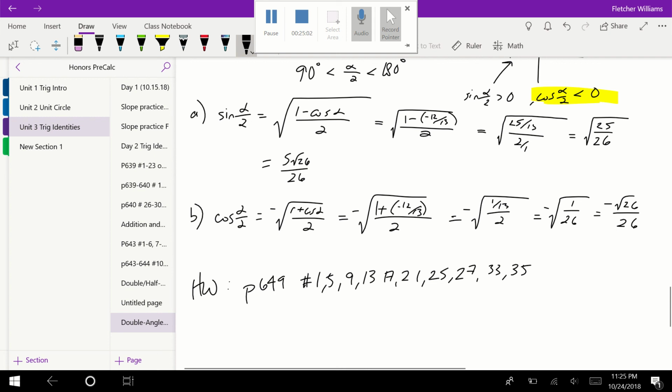Don't forget about your quiz on Monday. It will not include this new stuff about double angles and half angles, just the stuff I mentioned at the beginning of the video.